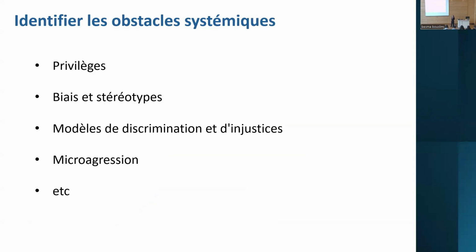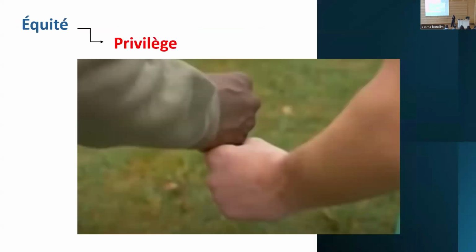So to have EDI in our community, we should identify systematic barriers. Systematic barriers can be privilege, biases, stereotypes, discrimination, injustice, or microaggression. I think to have better equity, we need to know what privilege is. To better demonstrate what privilege is, I would like to present this video, which is very impactful, but I'm sorry in advance, the quality is not very good, but it's really good in concept.